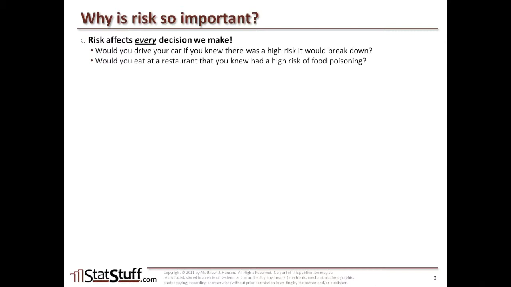Or another example is maybe you've got a favorite restaurant. Would you eat at that restaurant, even though it's your favorite one, if you knew that there was a high risk of food poisoning? Well, chances are we probably wouldn't if we knew about it. The risk doesn't really change. What really changes in this example is just our knowledge of the potential risk. So really, prudent business decisions should assess and measure the risks that are part of the decisions we're making.